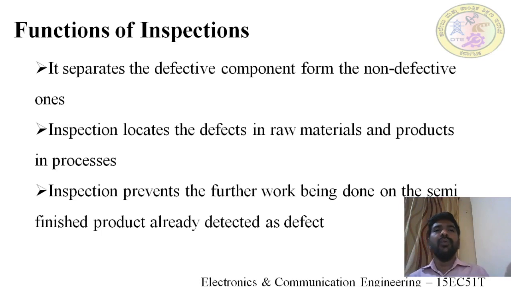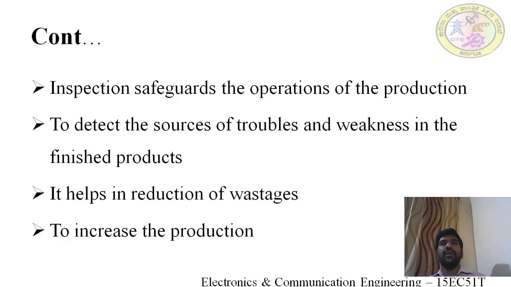Inspection prevents further work being done on a semi-finished product already detected as a defect. If you detect a defect early, you will remove it from the production process and not do further work on it. That will reduce the losses. Inspection safeguards the production operation by detecting the source of the trouble and the weakness in the finished product. It helps in the reduction of wastage and increases production. These are all the functions of inspection.